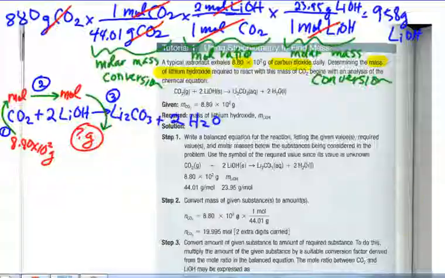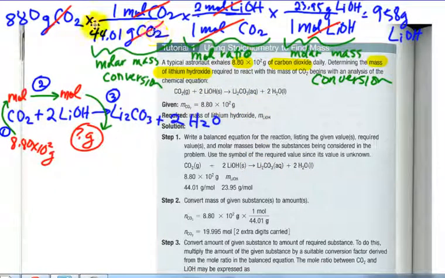Okay, with that, we'll look at this first question. I apologize, I should have done this on a separate page, but I worked it up over here. A typical astronaut exhales 8.80 times 10 to the 2 grams of carbon dioxide, or 880 grams, daily. Determine the mass of lithium hydroxide you would require to react with that mass of CO2 and convert it into lithium carbonate and water. So we know how many grams of CO2. The trick is to find out how many grams of lithium hydroxide there is.